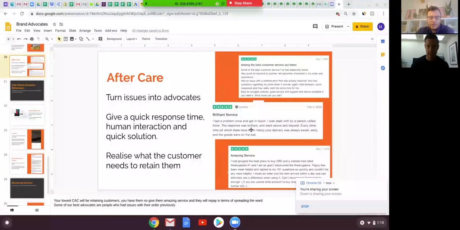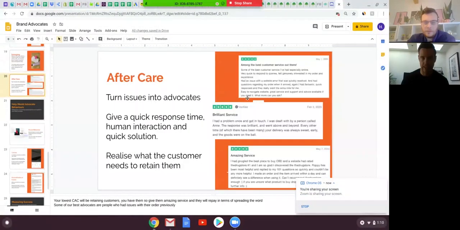So you can see here, these are people that have had issues with their orders, and providing that aftercare and turning them into 5-star reviews and advocates going forward. That post-purchase experience is really where you can turn a PPC customer into a brand advocate. It's a lot harder though, but yeah, we do use PPC.